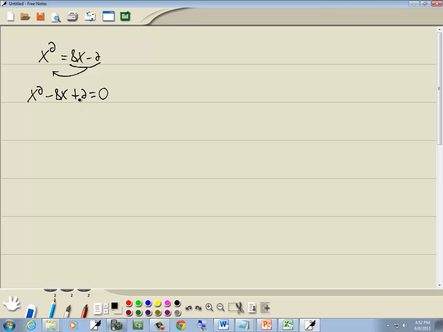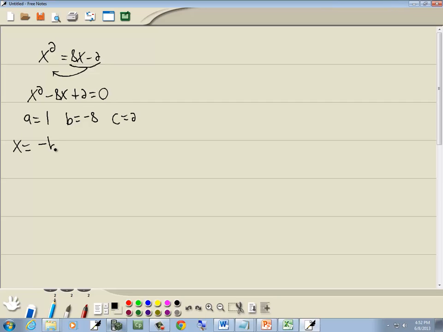Now this doesn't factor. You could either use the quadratic formula or complete the square. Quadratic formula is easier, so that's what we're going to use. Again, you have to have 0 on one side. Then we'll identify our a, b, and c. a is the number for your x squared, which is 1. b is the number for your x, which is negative 8. And c is your number at the end, which is 2.